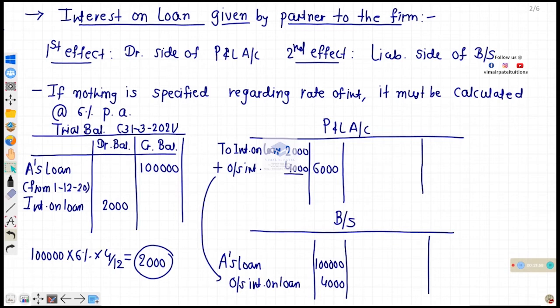Then next adjustment, goods destroyed by fire. If in the adjustment it is given that goods destroyed by fire 10,000 rupees, it will have two effects. First, it will be subtracted from purchase, goods destroyed by fire 10,000. Second effect, on the debit side of profit and loss account, loss by fire.